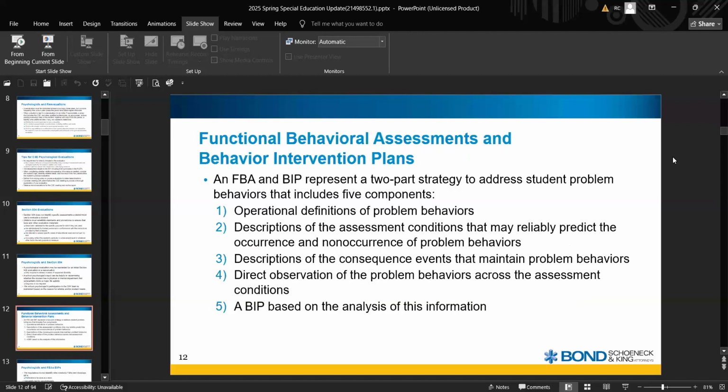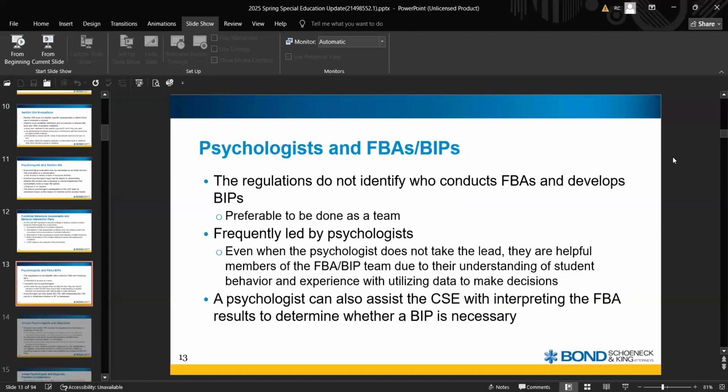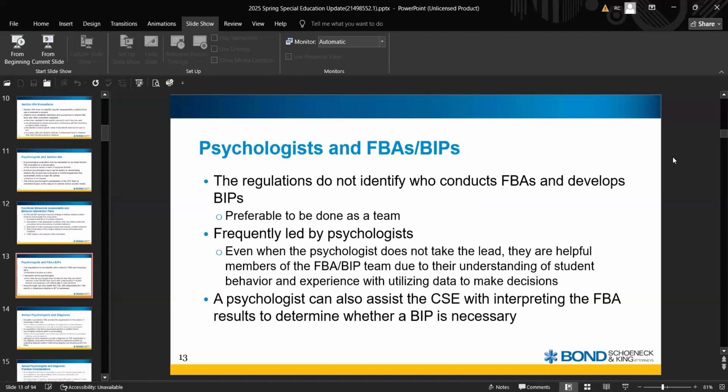FBAs and BICs, we all know what those are. An FBA helps us identify if there are behaviors that are interfering with the student's ability to perform in school. And the BIC is the document that's created to address that. Psychologists can take the lead for conducting an FBA, developing a BIC. They typically have training around that. They're able to do that. But there's nothing in the regs that say it has to be a psychologist. So it can be really anybody who has expertise in this area. I think a psychologist is helpful to be on the team. And I also think that FBAs and BICs go better when it's a team working together rather than one person doing it on their own.